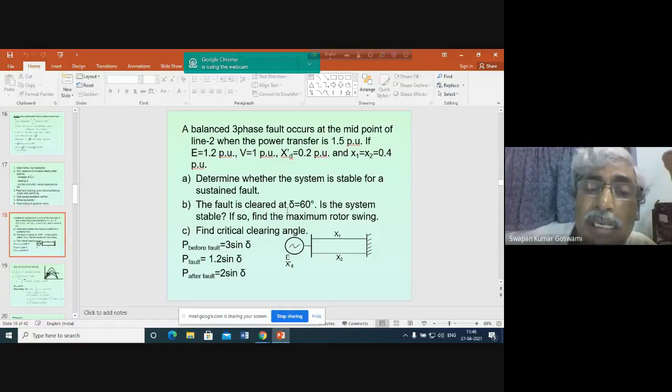The fault is cleared at delta equal to 60 degrees. Then the second condition is that the fault is not a sustained fault, it is cleared.